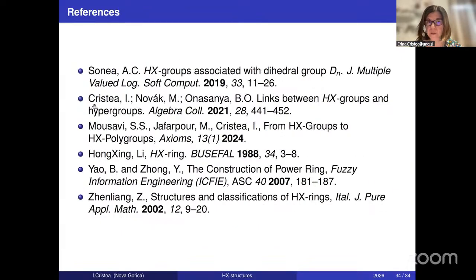And also Andromeda Sonia worked on HX groups associated with the Edler group. So there are several papers on HX groups, but very, very little on HX rings and power rings. That's why I think that this could be a good topic for further research.